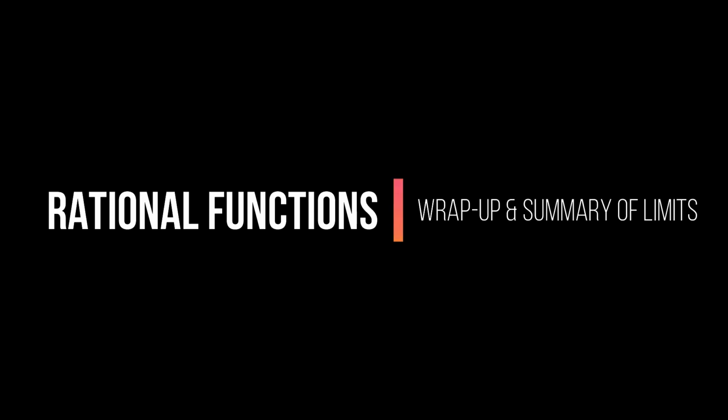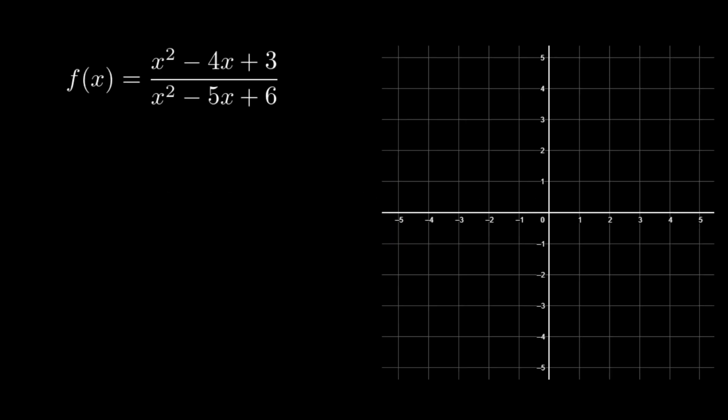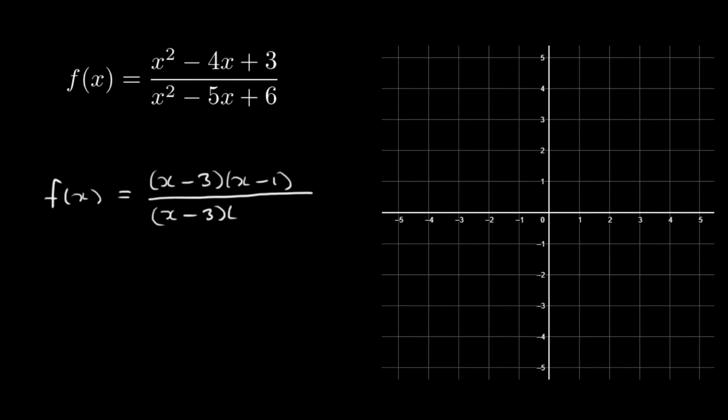Okay, here's another rational function. We have a quadratic divided by another quadratic, so we better first factor this before we try to sketch its main characteristics on the graph paper in front of us here. So f of x, if we factor the top, it's going to give us x minus 3 multiplied by x minus 1. And the denominator, we get an x minus 3 multiplied by an x minus 2.